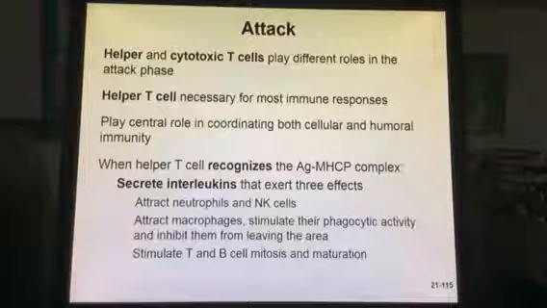So after the recognition, the attack is the next part, and so the helper T cells and the cytotoxic T cells are going to play different roles in the attack phase. So the helper T cells are necessary, but they kind of coordinate this cellular immunity, and they recognize that antigen. They secrete these interleukins, which kind of make this whole process happen. They attract the neutrophils, the NK cells, the macrophages, and then they also stimulate the T and B cell mitosis. So they're not specifically attacking themselves, but the way I remember it is they kind of provide backup.